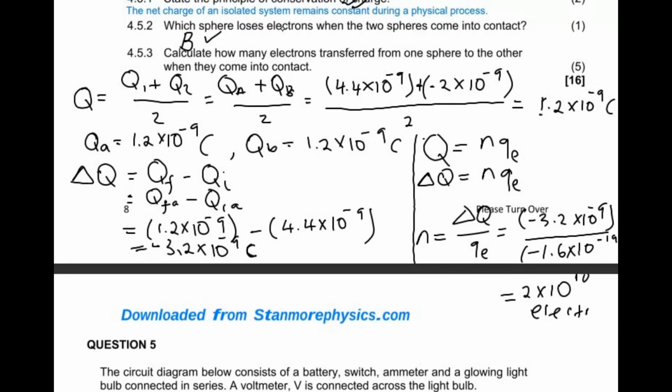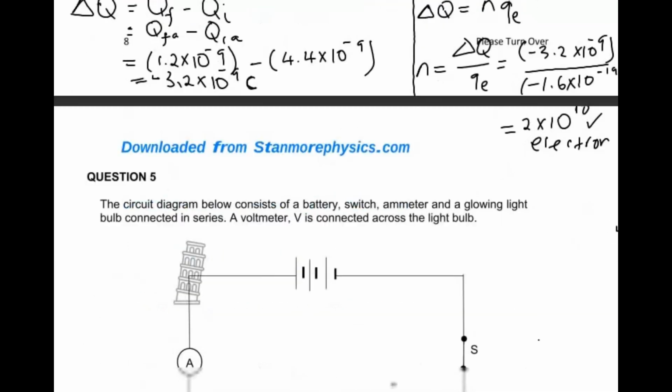So you have 2 multiplied by 10 raised to the 10 electrons. That is the number of electrons that is transferred during contact from sphere B to sphere A. So it is a particularly long question. That's why it is out of 5. Someone could have done it quite differently. I just did it step by step so that you can see why I do certain things. It's a very interesting question that typically pops up in question papers, or in exam test questions.